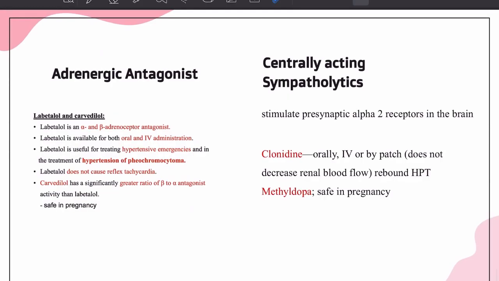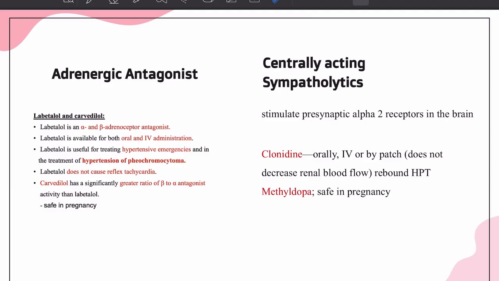Now, to just sum up the adrenergics, we have the adrenergic antagonists, which are combined alpha and beta. We have carvedilol and labetalol. So since I'm having alpha and beta effect, I will not see reflex tachycardia, because the drug is not only an alpha blocker or only a vasodilator. So I will not see reflex tachycardia. Now, labetalol, or both of them, are safe in pregnancy, which is important, and most of the drugs that we've covered so far are not safe in pregnancy.